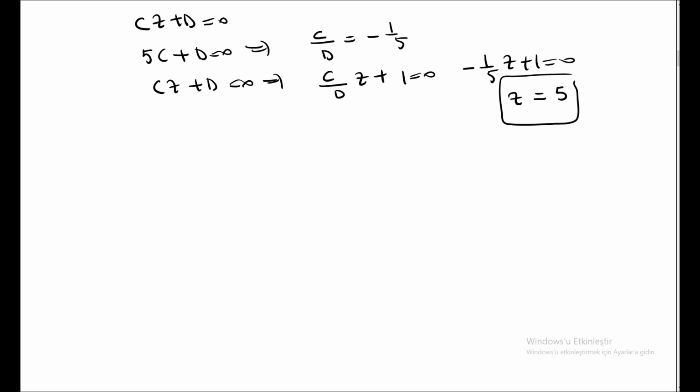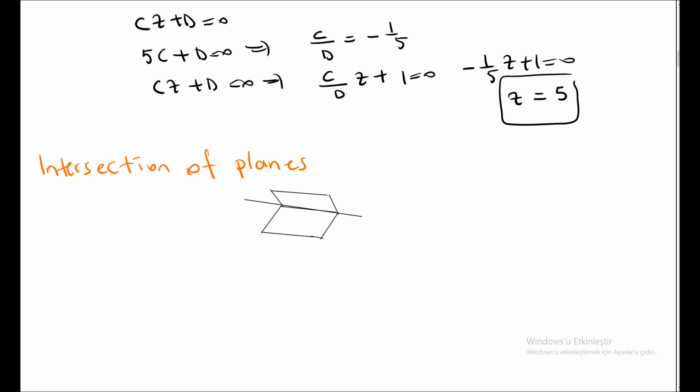Okay, now intersection of planes. First, we will consider two planes. So we have this one, and then another plane. So these two planes intersect each other, and we have this common line here. This common line. So we are trying to find this line, okay?